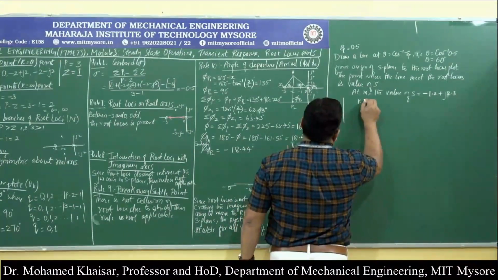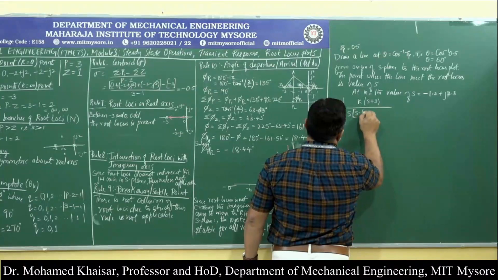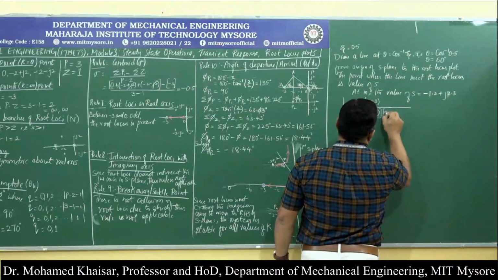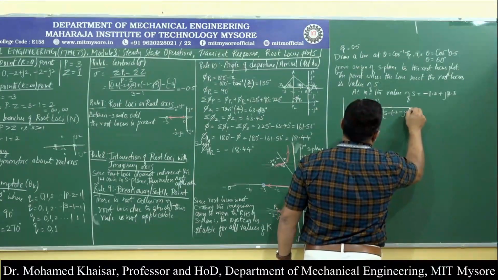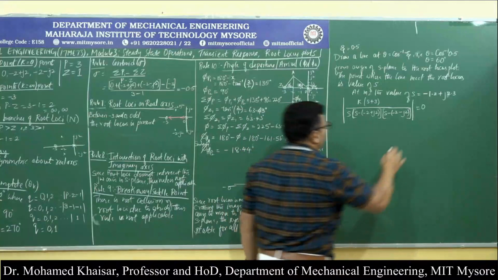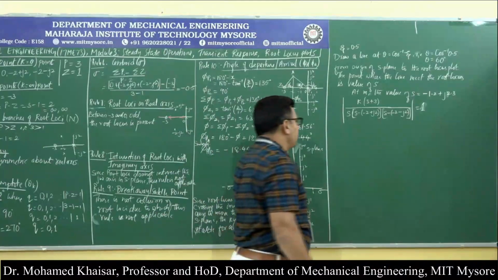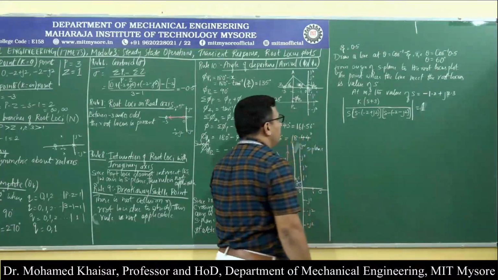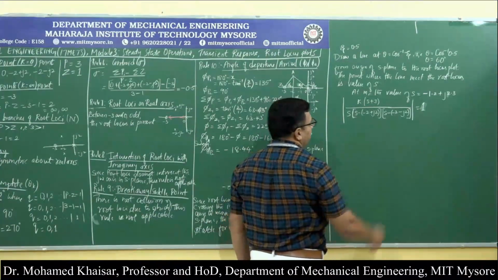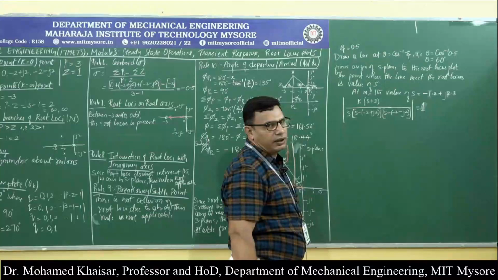Modulus of K into S plus 3 divided by S into S minus of minus 2 plus j2 into S minus of minus 2 minus j2 will be equal to 1. This is the condition we need to apply. Now at the point M, the value of S is equal to minus 1.2 plus j2.3. That is what we have found over here. We need to substitute that in place of S in the given modulus.